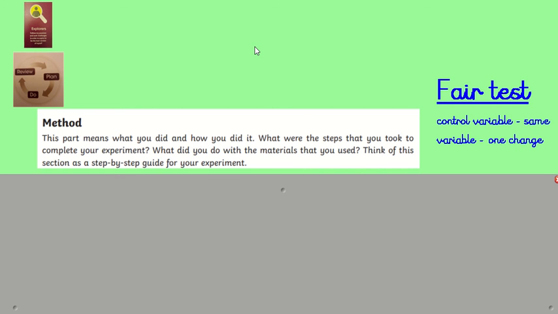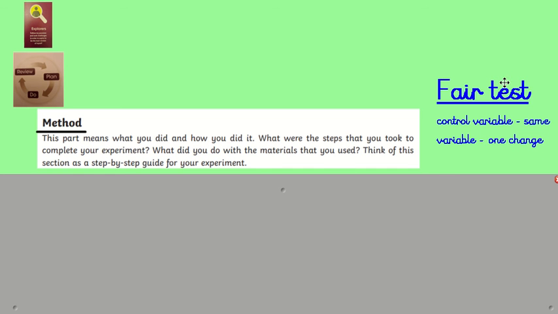Okay, the next part then to think about is the method. So underneath where you've listed your equipment, you'll need to write the subheading method and to underline it with your ruler. Now, the method is where you explain what you did and how you did it. You list the steps that you took to complete your experiment, and you explain what you did with the equipment. This is like a step-by-step guide for your experiment, and a stranger should be able to pick up your method and carry out the experiment.